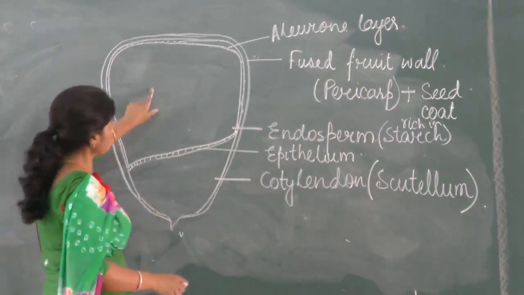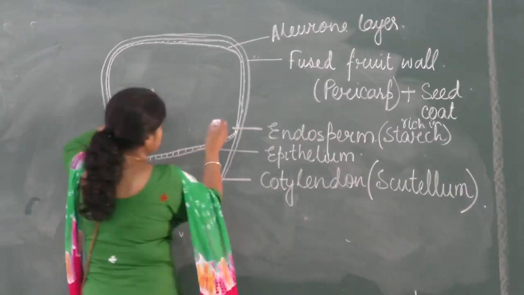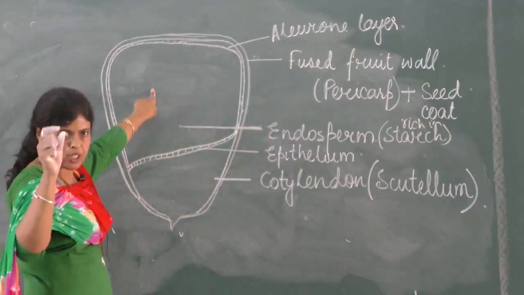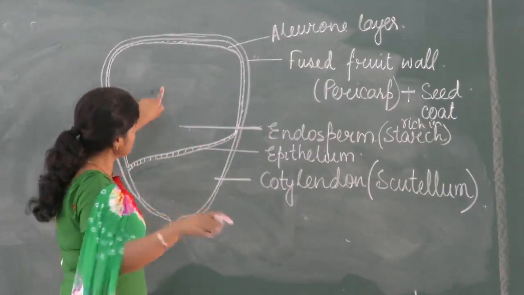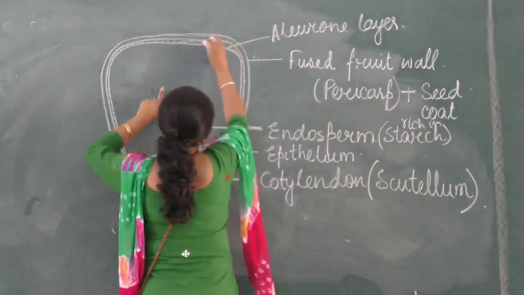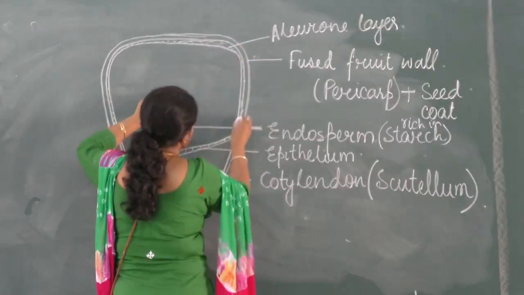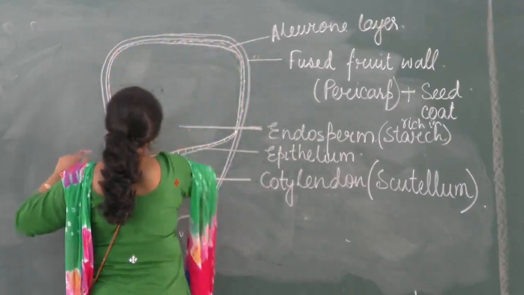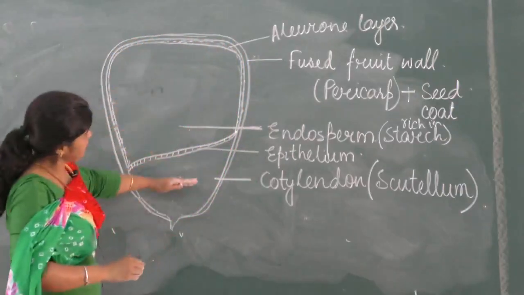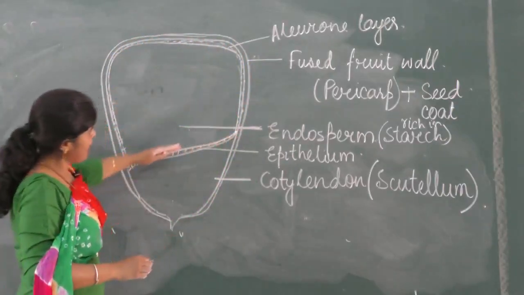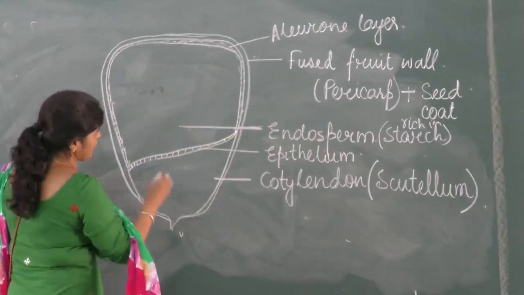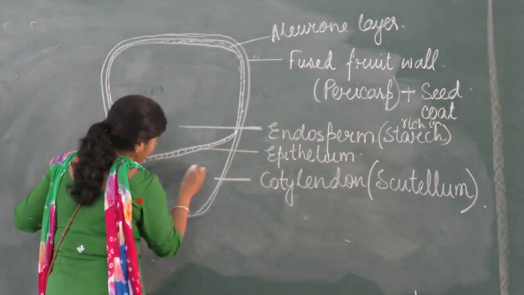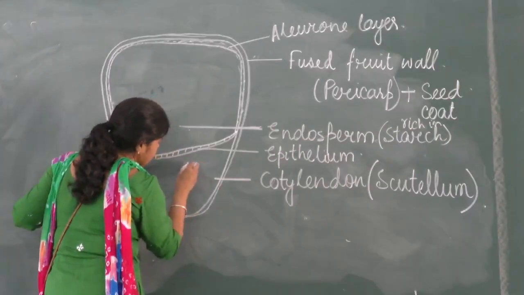So what is this? This is the endosperm, a large endosperm. The yellow colored part that you see is the large endosperm. This endosperm is bordered with a proteinaceous layer we call the aleurone layer. The endosperm is separated from the cotyledon by the epithelium. Now we come to the cotyledon. In the cotyledon you will find what we call seed leaves.